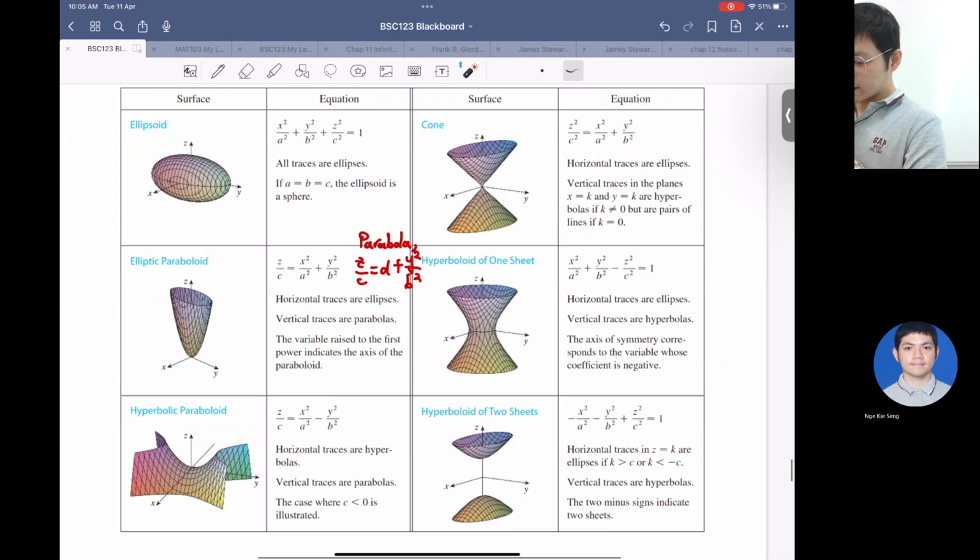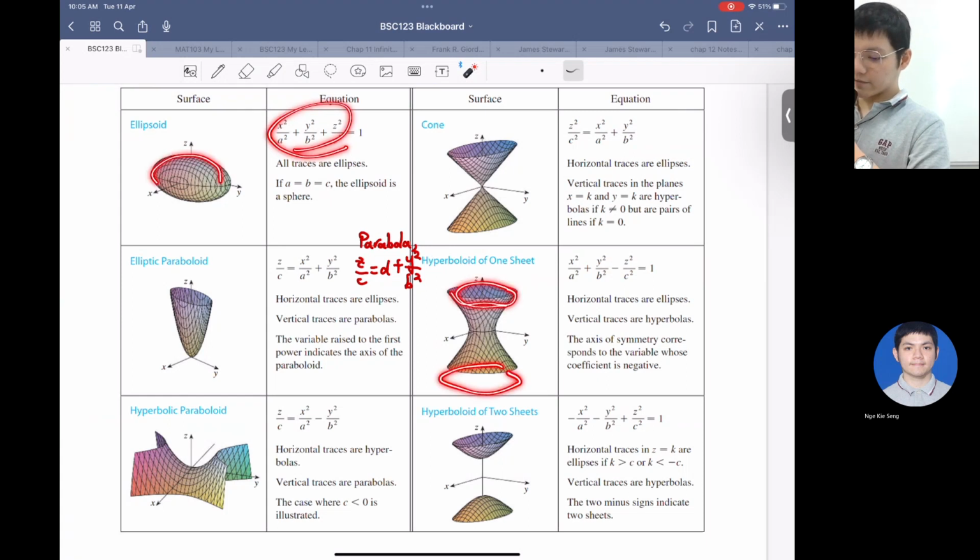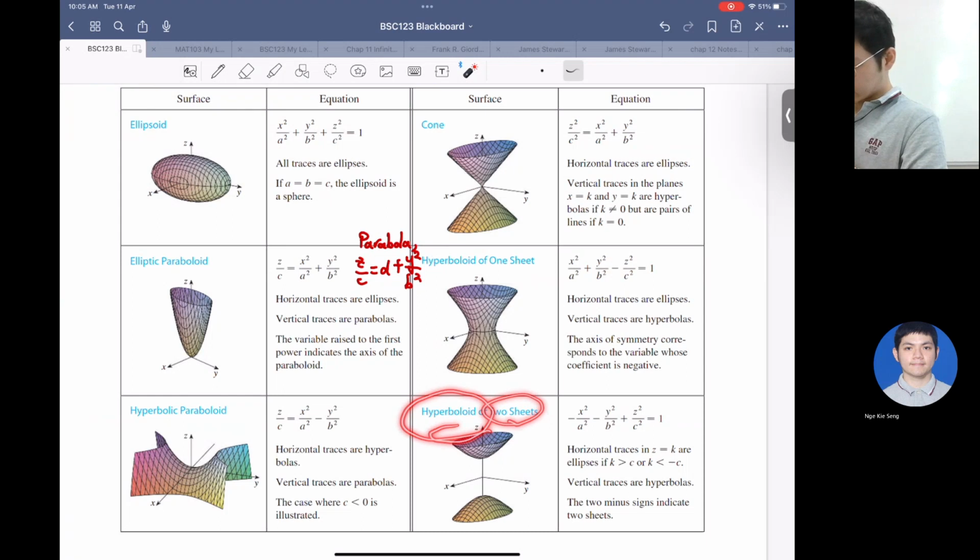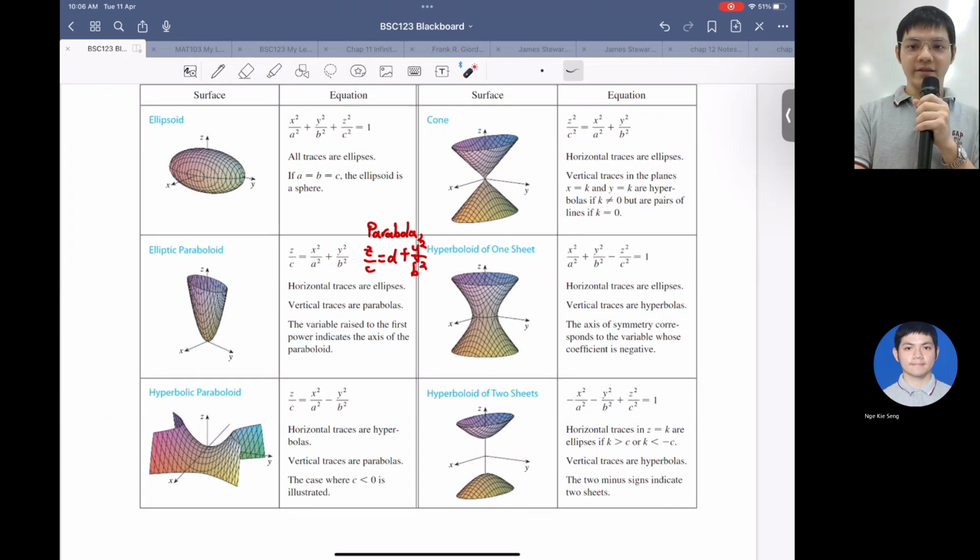The difference between the hyperboloid and the ellipsoid is just a difference in sign. If they differ in sign, then the shape becomes an infinite shape, while the ellipsoid is a finite shape. This shape closes up, the other shape opens up. And the next one is the hyperboloid of two sheets. If you have more negative, then you will find that this singularity actually breaks up.